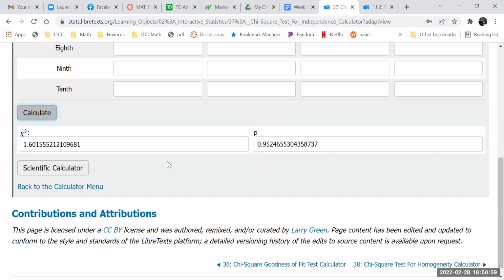Do all the observed counts have to be greater than 5 in the chi-squared test? Or just in all? It's technically all the expected counts. So the expected counts all have to be greater than 5.